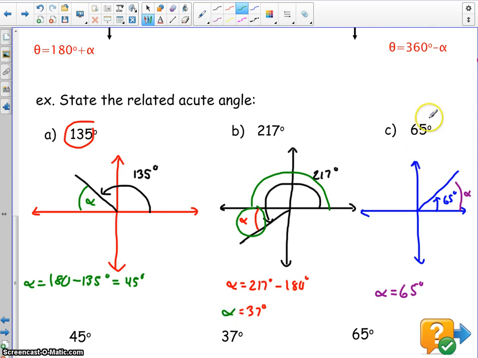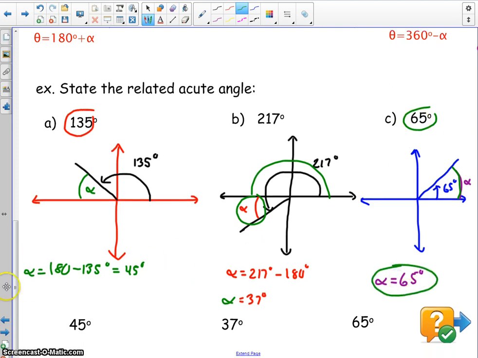For the last one, 65 degrees is in quadrant 1. So if I'm in quadrant 1, I have a blue angle there being 65 degrees. Alpha is made with the nearest x-axis, so it actually happens to be the exact same as the 65 degrees. So alpha is just 65 degrees in this case.